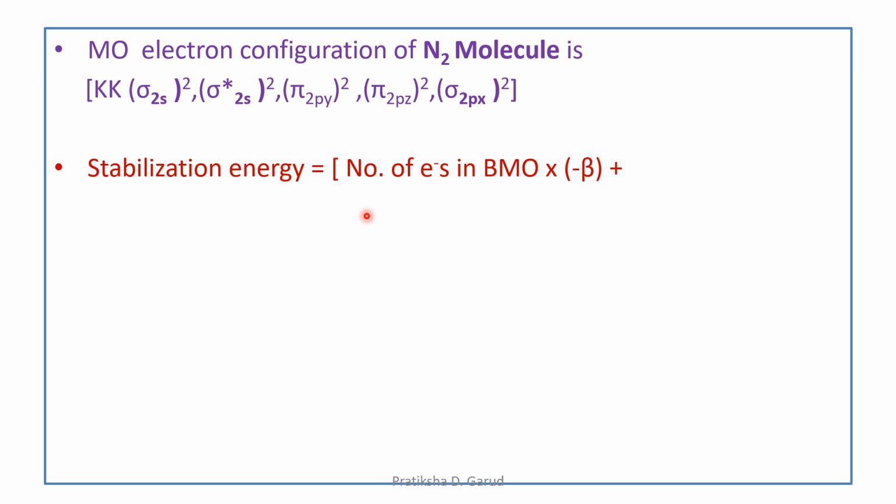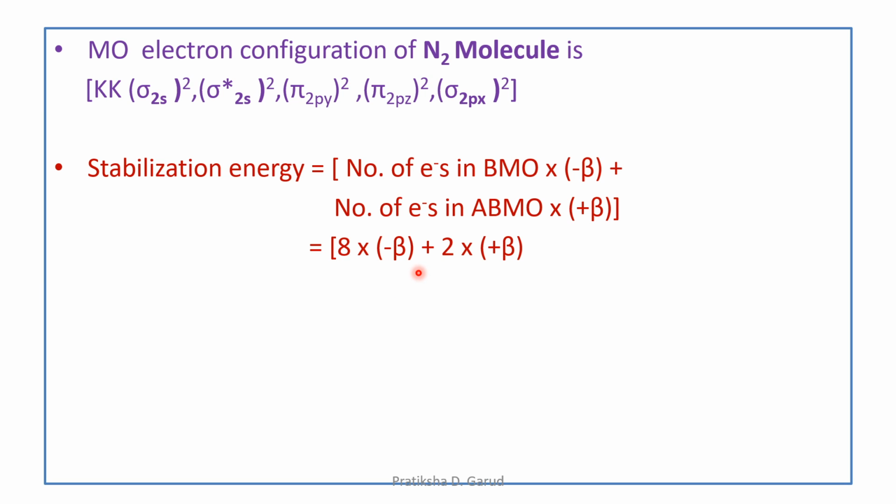So the stabilization energy, which is equal to number of electrons in BMO into minus beta plus number of electrons in ABMO into plus beta. In case of the BMO, that is the bonding, 2 plus 2 plus 2 plus 2, total 8 electrons. And in ABMO, there is only the 2 electrons. So it becomes 8 into minus beta plus 2 into plus beta, which is equal to minus 6 beta. So this minus 6 beta value is known as the stabilization energy.